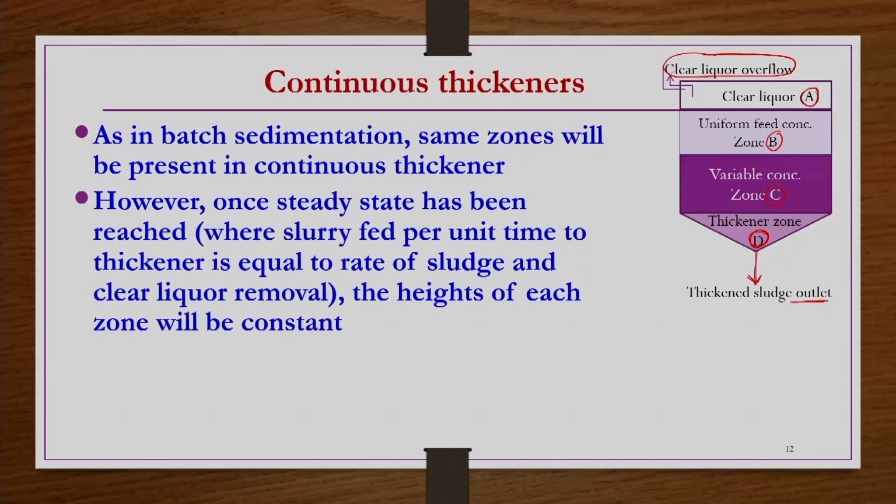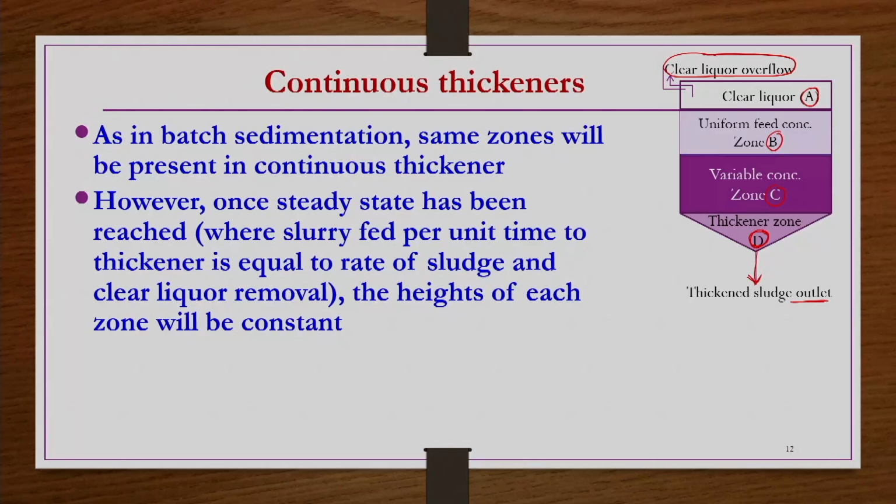Once the steady state has been reached, where the slurry fed per unit time to the thickener is equal to the rate of sludge and clear liquor removal, then we can say a steady state has been achieved. The heights of each zone will be constant. Whatever the heights of the zones, shown pictorially here as A, B, C, D, they will remain constant at any time in a continuous thickener once the steady state has been achieved.